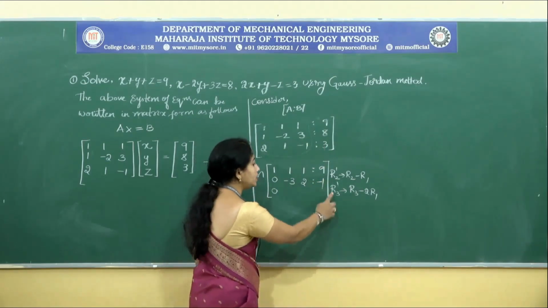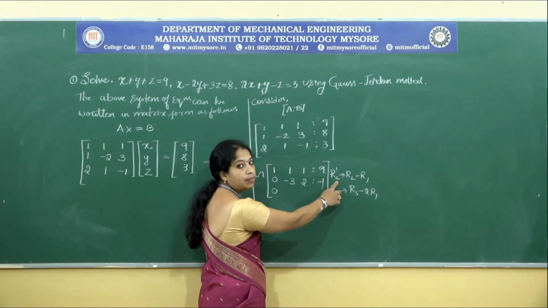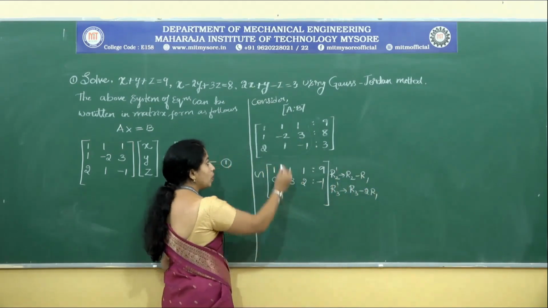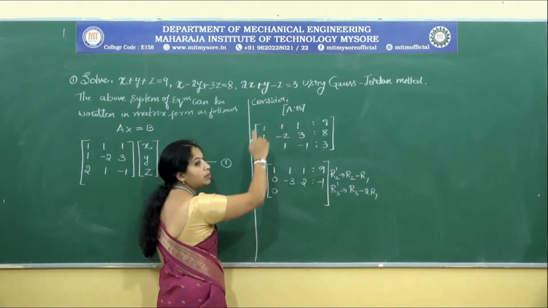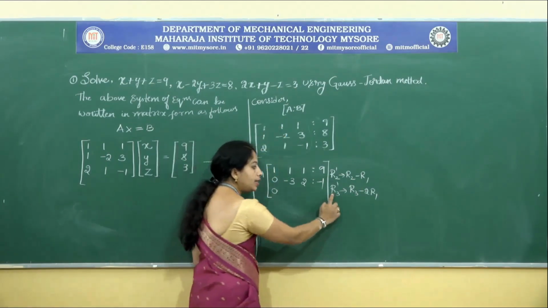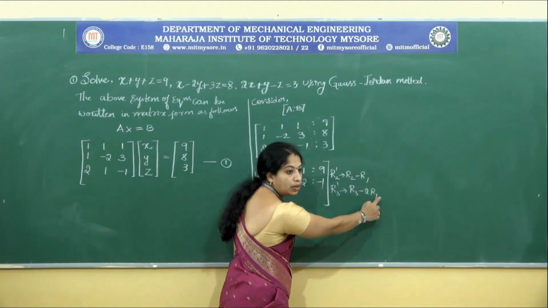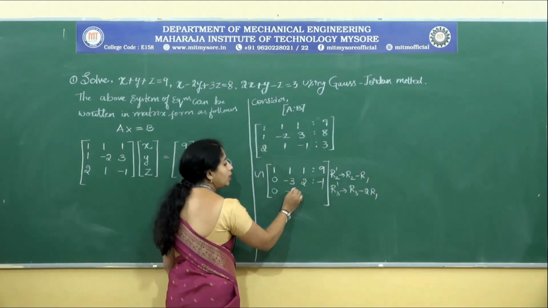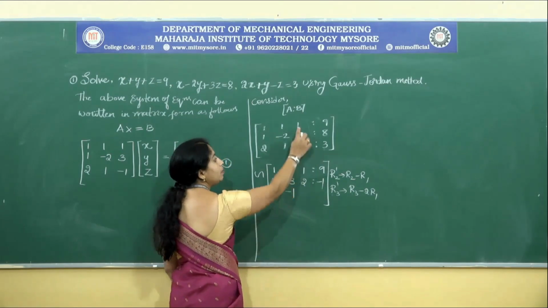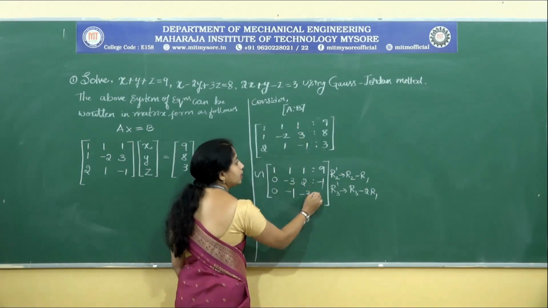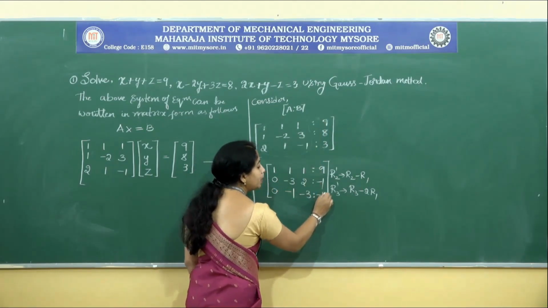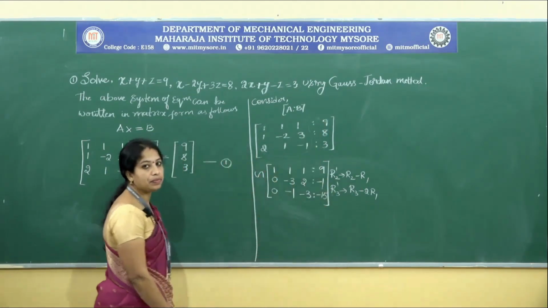See the third row operation, R3 dash equals R3 minus 2 times R1. 1 minus 2 times 1 is minus 1. Minus 1 minus 2 is minus 3. Again 3 minus 18 will be minus 15.